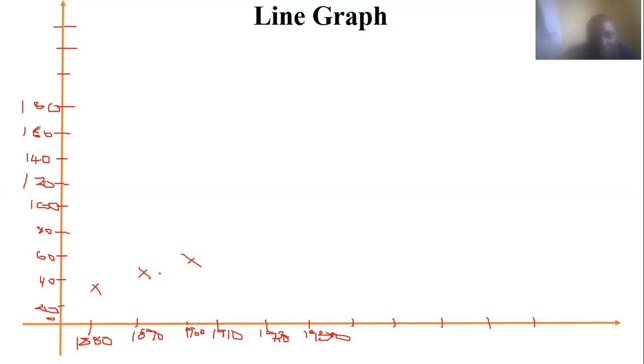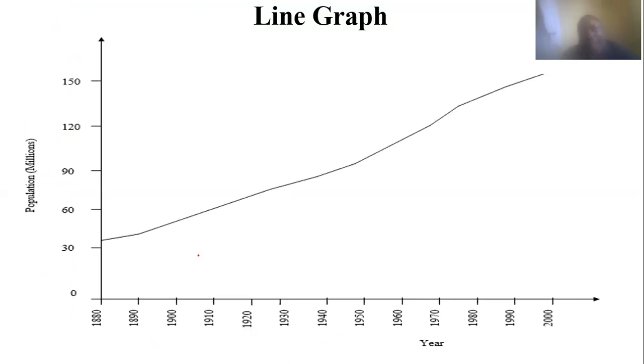After plotting all the values, you join them with a straight line, and you'll get something like what I'm getting here. So this is a line graph. This line graph is able to show us the trends of what is happening in the data that has been collected.